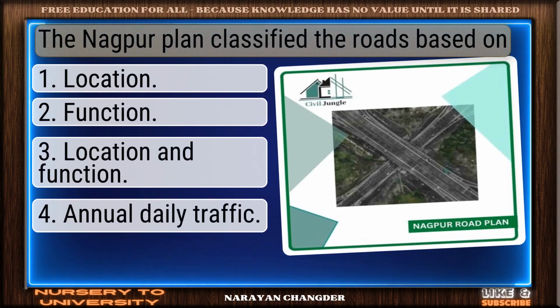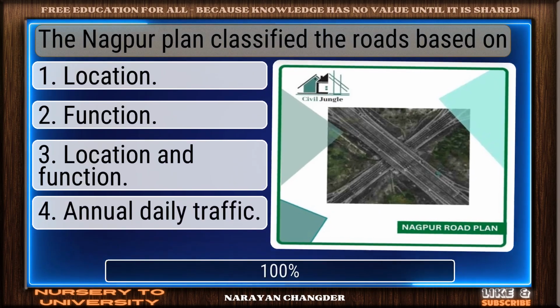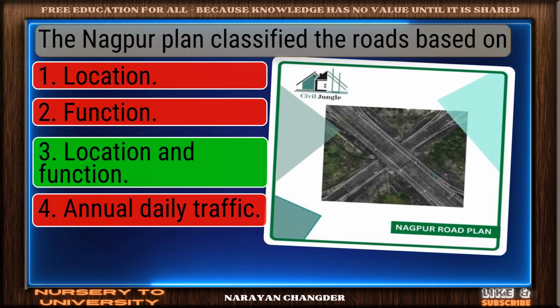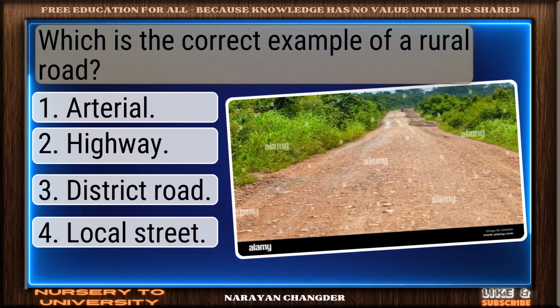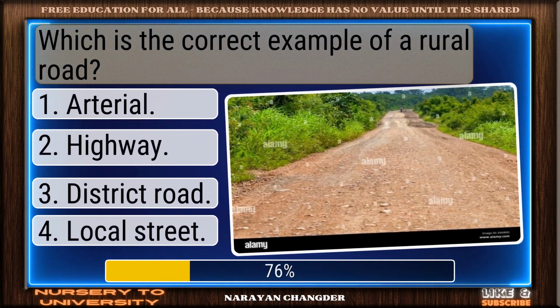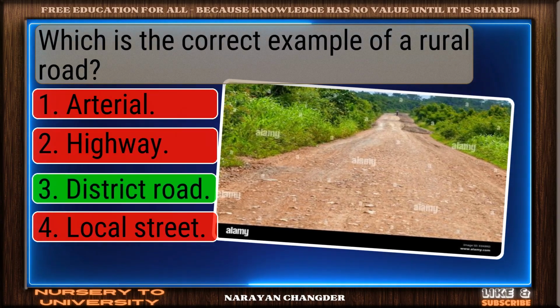The Nagpur plan classified the roads based on... Great job. Location and function is the accurate answer. Which is the correct example of a rural road? Well done. District road is the right choice.